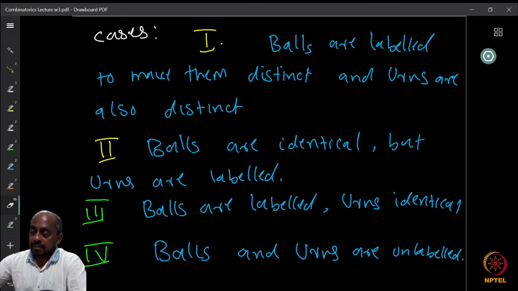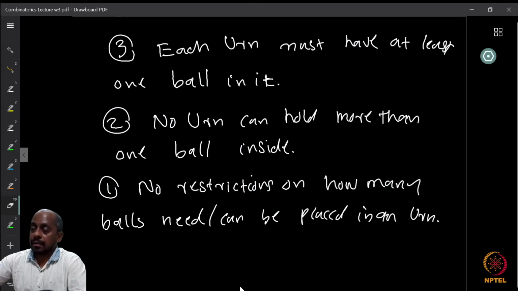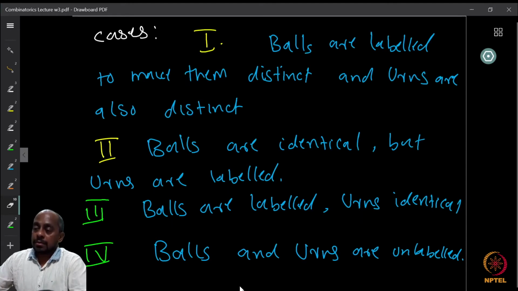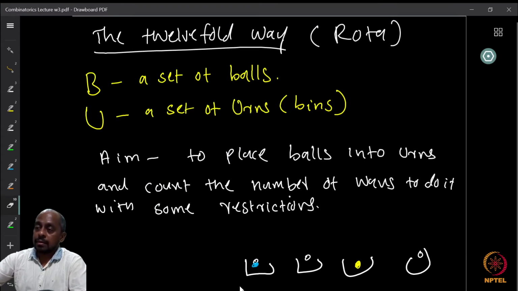So in this case, what you can see is that for each of the four cases, you can ask the previous three situations, right? You can ask these questions. What happens if these are the restrictions? So there are 4 into 3, 12 possible ways. So this is called the 12-fold way.